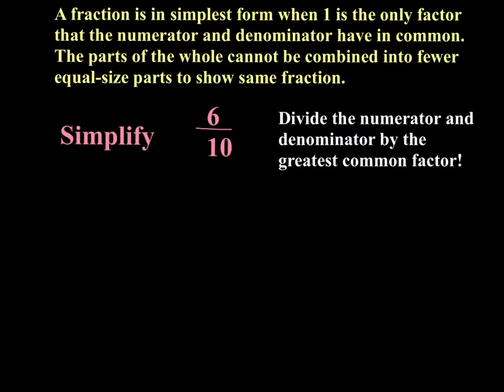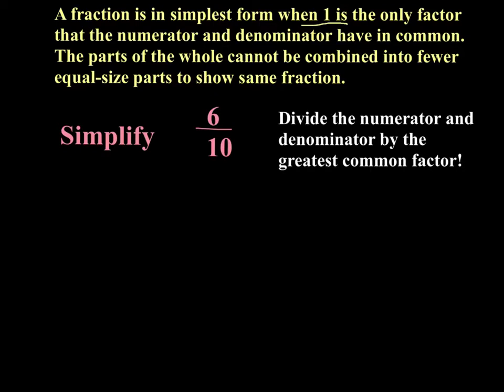So just to review, a fraction is in simplest form when 1 is the only factor that the numerator and denominator have in common. The parts of the whole cannot be combined into fewer equal-sized parts to show the same fraction. So if 1 is the only common factor between your numerator and denominator, your fraction is simplified. So the way we do that is we have to divide our numerator and denominator by the greatest common factor.